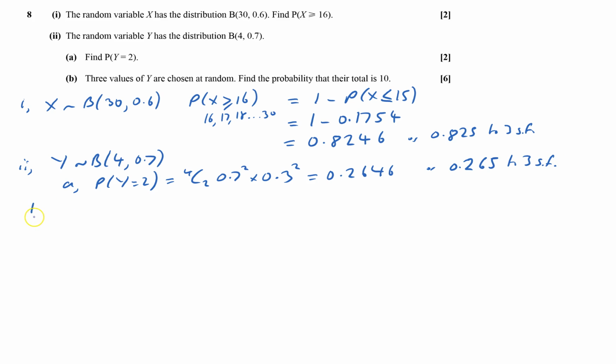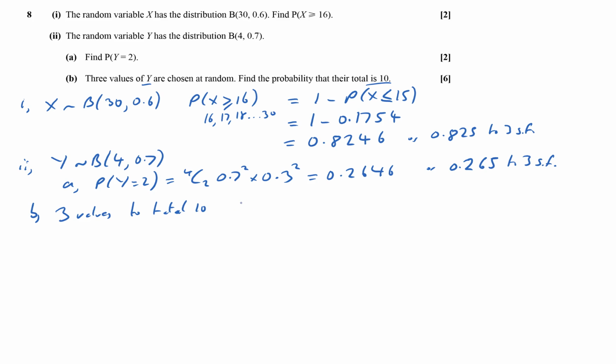Part B. It's worth 6 marks. 3 values of Y are chosen. Find the probability that the score is 10. Well, it looks a bit scary to start off with, but it's 3 values to total 10.